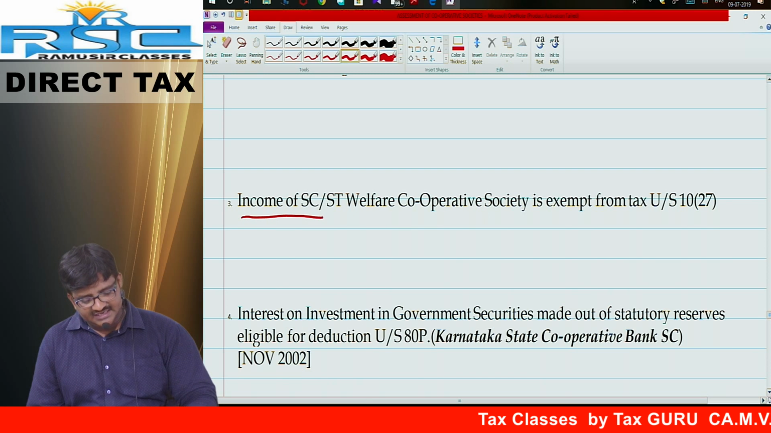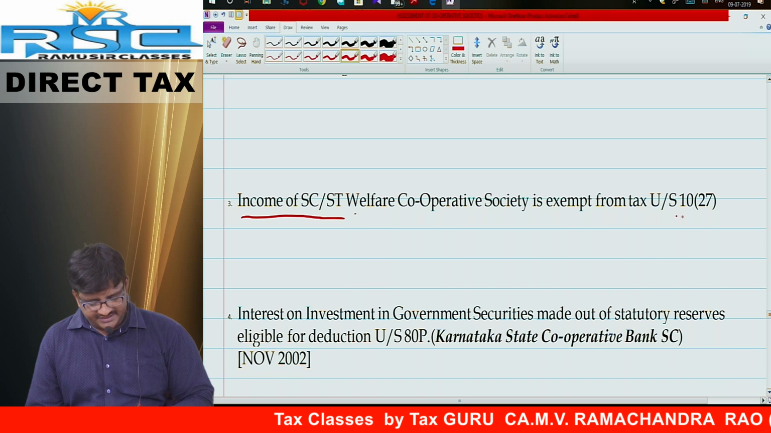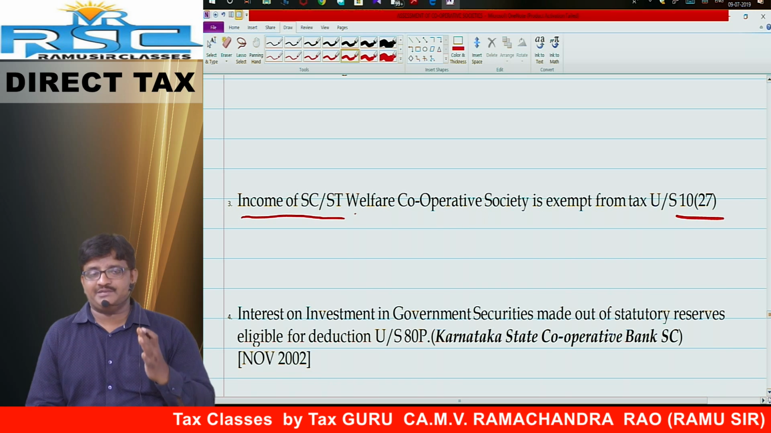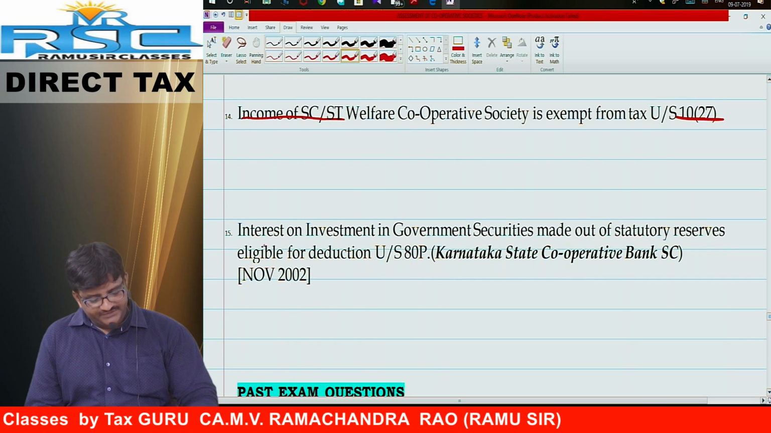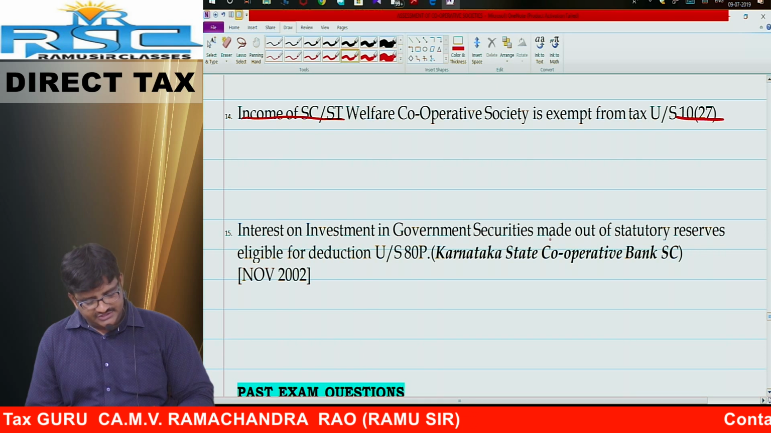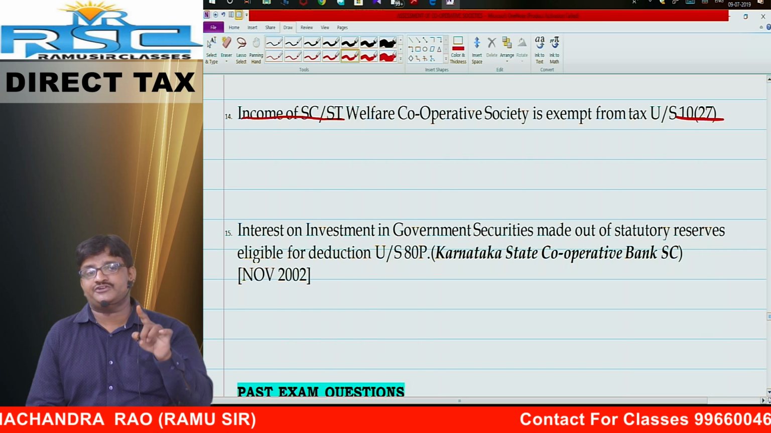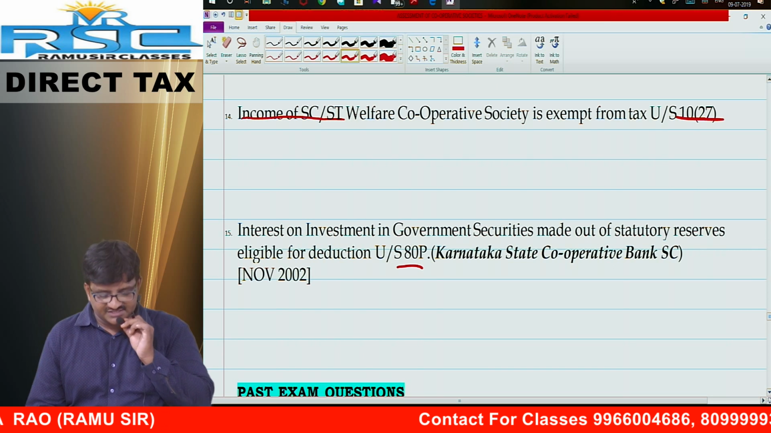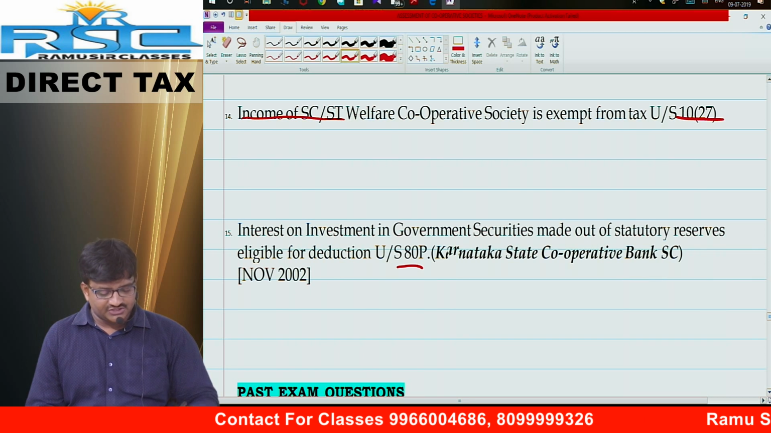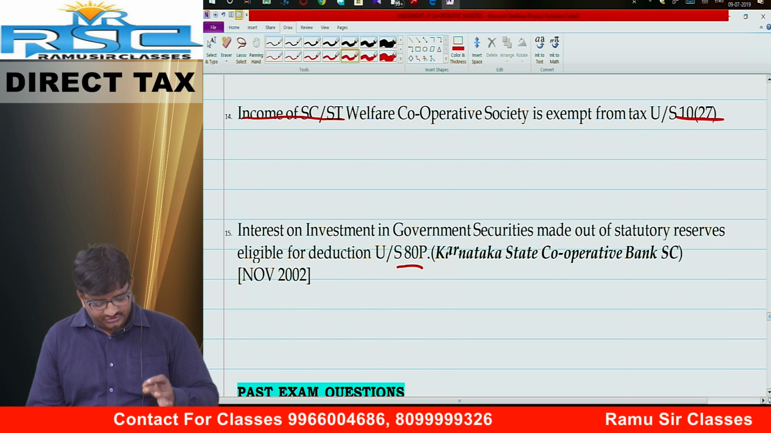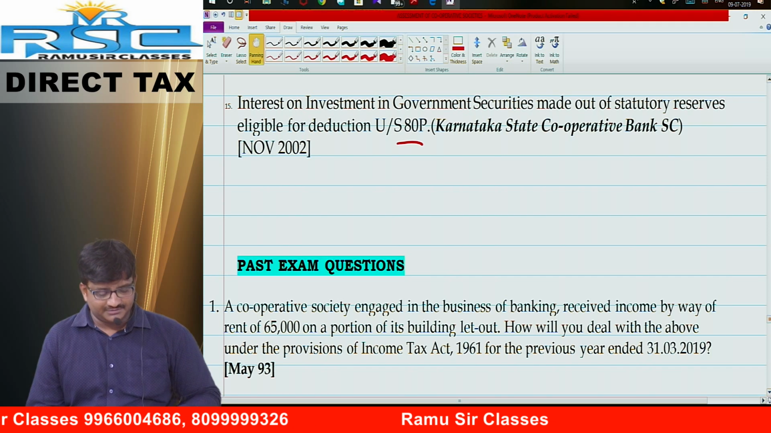Next one, friends, income of SC/ST, scheduled caste, scheduled tribes welfare cooperative societies is exempted under section 10(27). I repeat, section 10 subsection 27 is eligible. Next one, friends, interest on investment in government securities. I repeat, interest on investment in government securities made out of statutory reserves is also eligible for deduction under 80P. Karnataka State Cooperative Bank, that is a past exam question. Interest on government securities is also eligible for deduction under 80P because that is regular business income of the cooperative society.